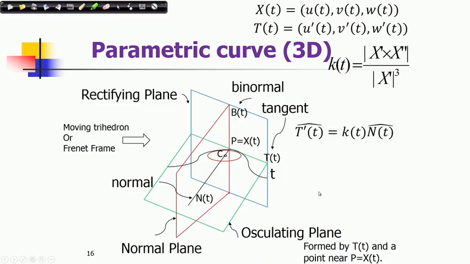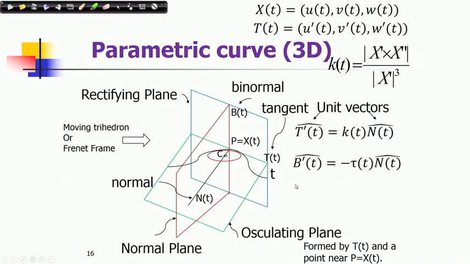if you take the derivative of tangent, you will get the curvature, you will get the normal vector, which is a vector along the normal of the curve with the magnitude. Magnitude is the curvature.